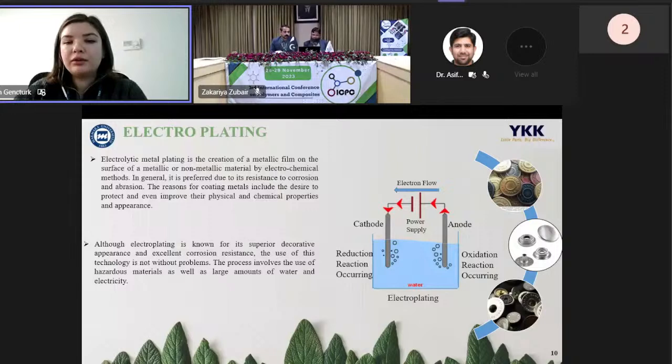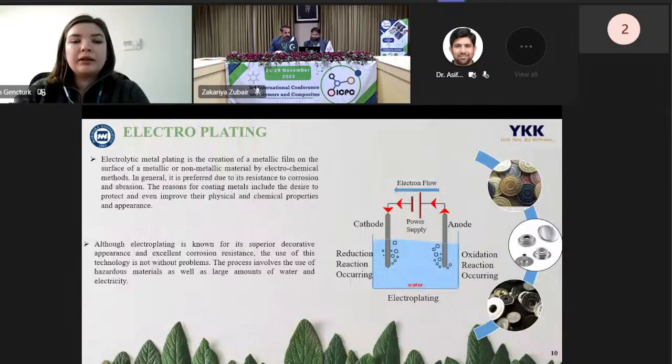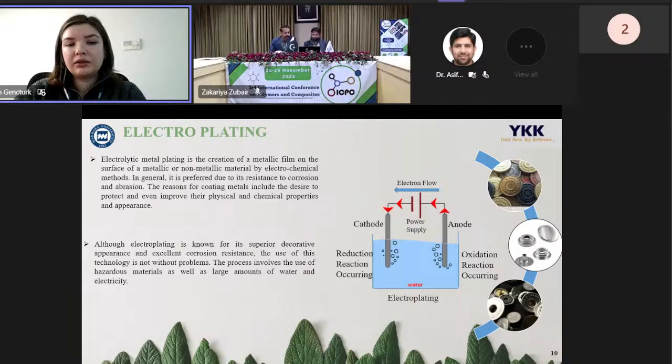The coating is done in a suitable electrolyte with the base metal as the cathode and the coating metal as the anode. During this process, the coating metal covers the base metal and protects it from corrosion. The reasons for coating metals include the desire to protect and even improve their physical and chemical properties and appearance.